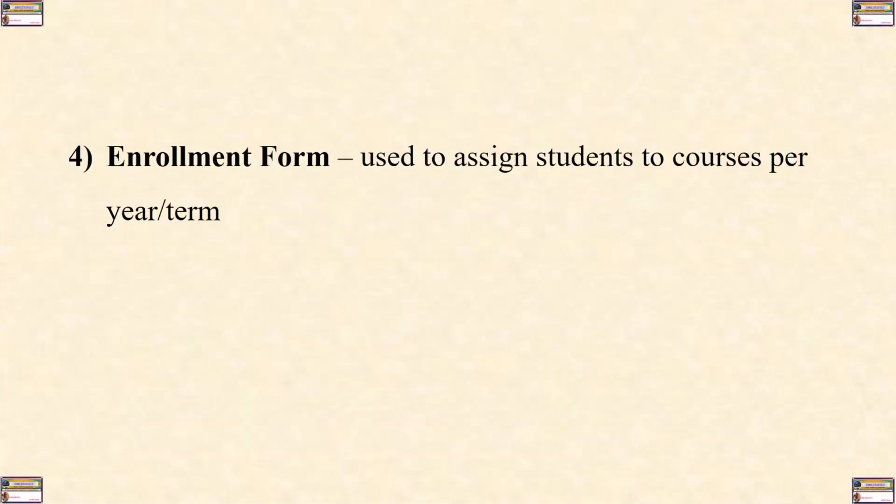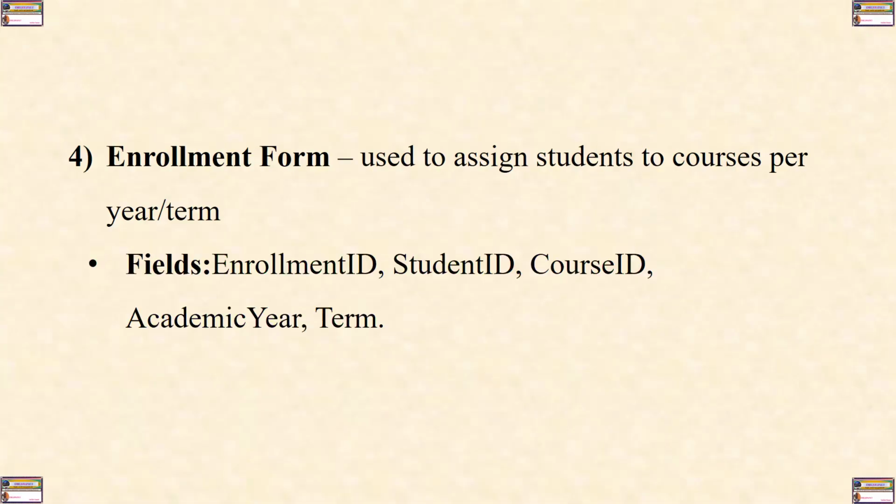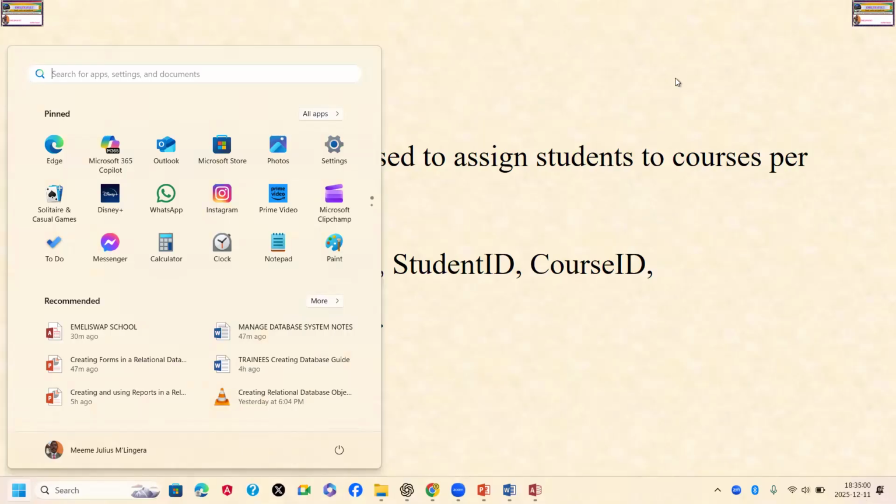And then we proceed to our fourth form. It's called enrollment form. This form is used to assign students to courses per year or per term, and the fields are enrollment ID, student ID, course ID, academic year, and term. So let's go back to our database.